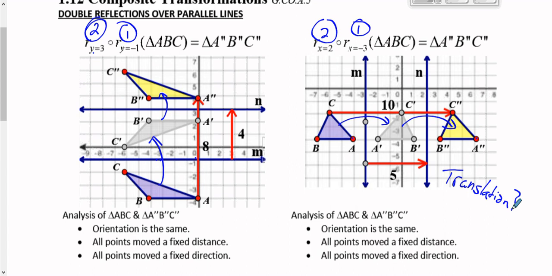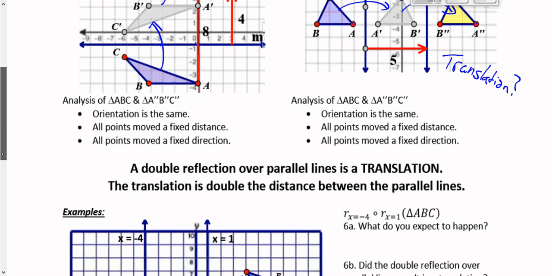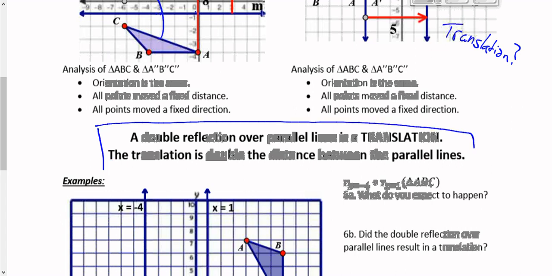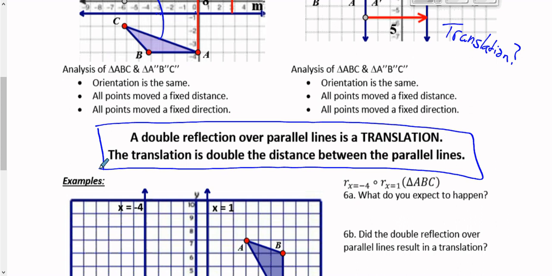Okay? So it looks like we've concluded the following. A double reflection over parallel lines results in effectively a translation. Okay? And so this is important. That translation distance is double the distance between the parallel lines. So when we do a double reflection over parallel lines, it's effectively a translation that's twice the distance between the parallel lines. Okay?